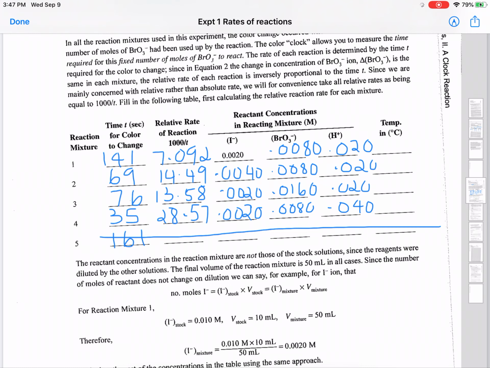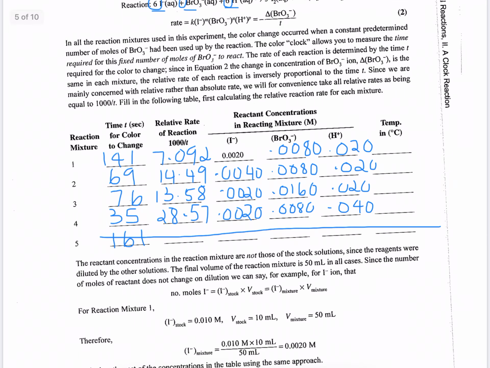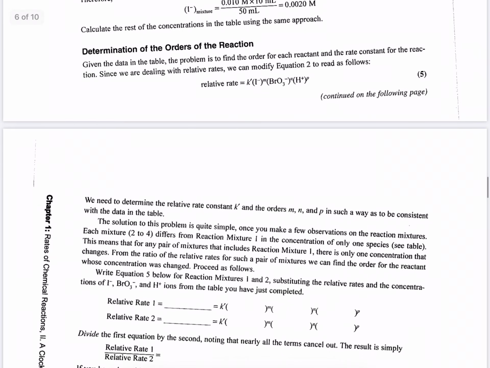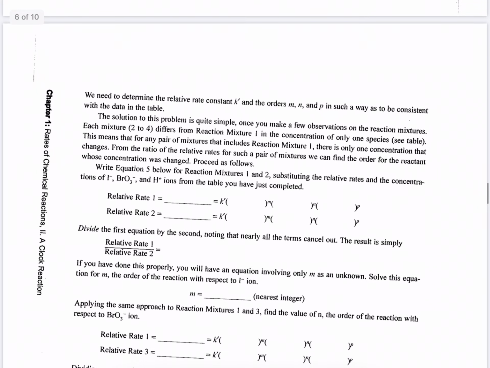So likewise, which two reactions do you think we can use to find the order with respect to H plus? Which two do you think we should be using? We can use 1 and 4, right? Because in 1 and 4, iodide and bromate are the same concentrations, whereas H plus is different, right? So that is what we are going to do. We're going to divide one relative rate equation by another one.